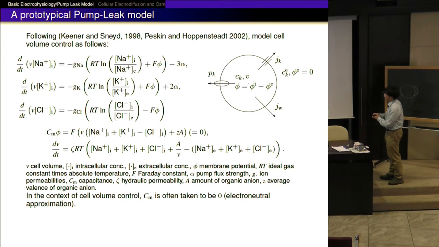The chloride doesn't have a pump. The 3 and 2 here reflect the stoichiometry of the sodium potassium ATPase. And so you have this very simple model. Now this phi is the membrane potential. It's the difference in potential across the cell membrane.